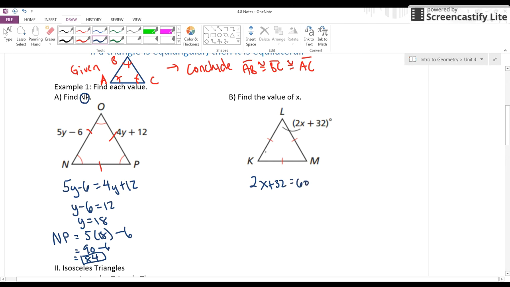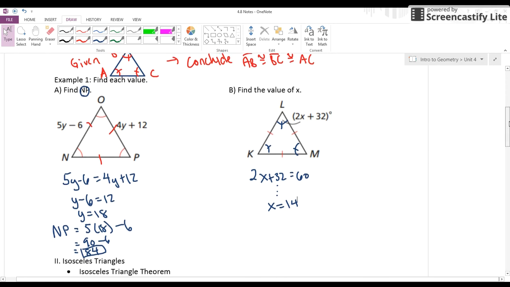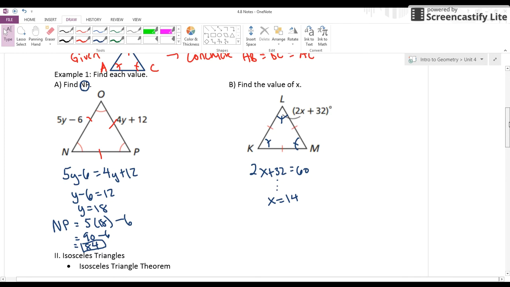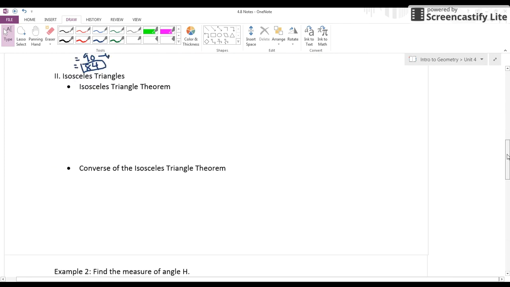Since we have an equilateral triangle, that means it's equiangular. Since it's equiangular, 180 divided by 3 is 60. So go through and solve, and we should get x equals 14. Doing whatever work, we should get x equals 14. So just rehashing what we know about equilateral, a nice way to start winding down in chapter 4, going back to what we learned at the beginning. And let's move on to isosceles triangles.